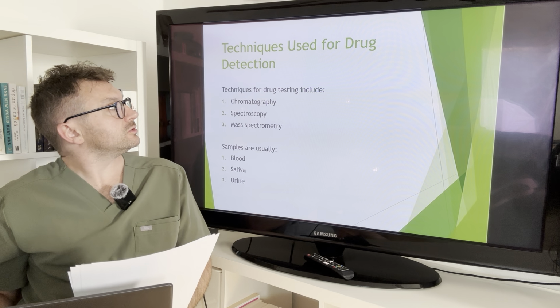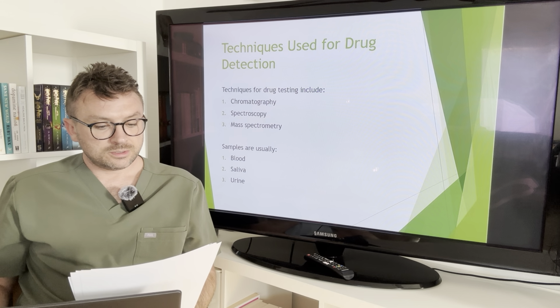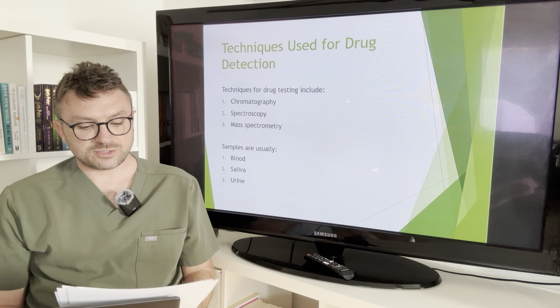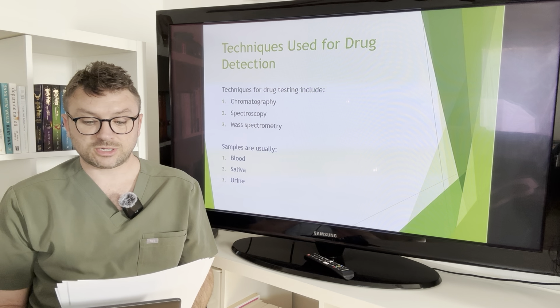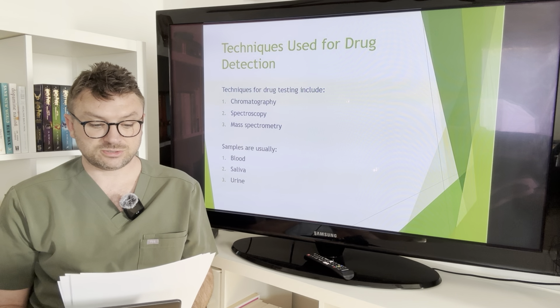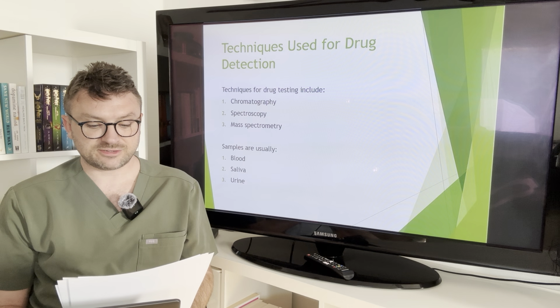Techniques used for drug detection. Before a medicine can be improved, scientists must be able to accurately detect and measure it within biological samples such as blood, urine, saliva, and body tissues. Drug detection is important for several reasons.